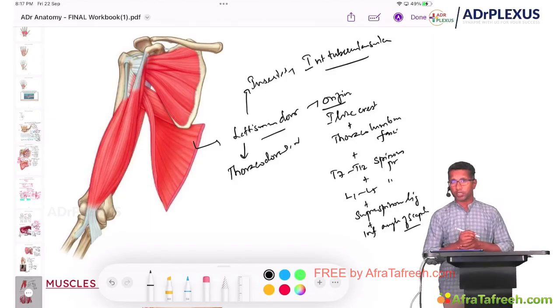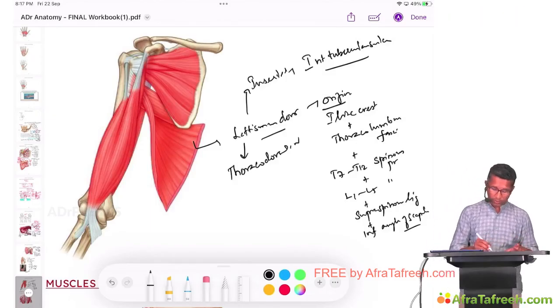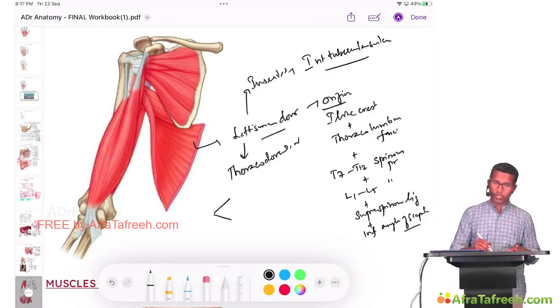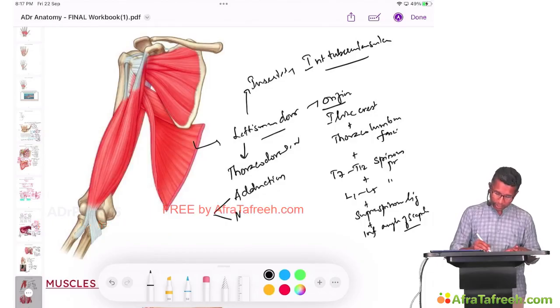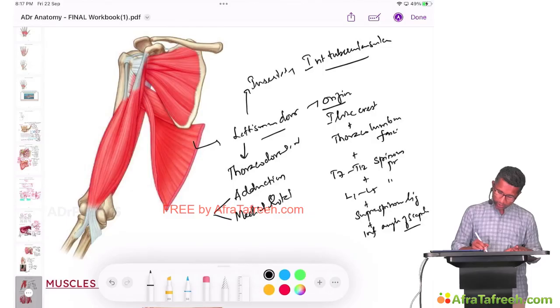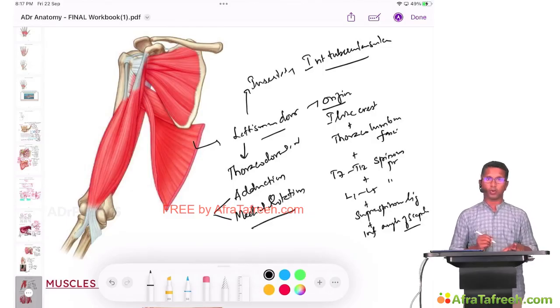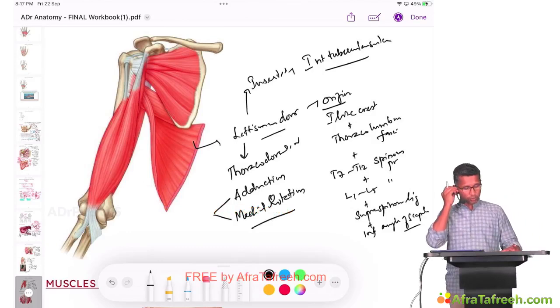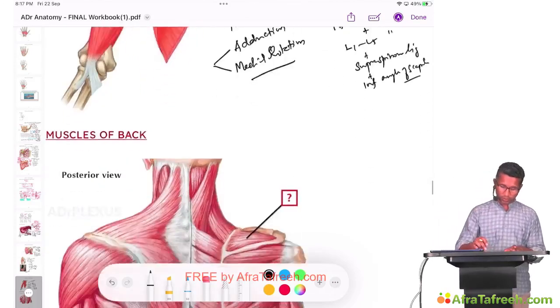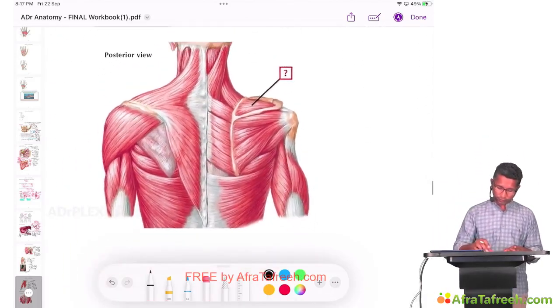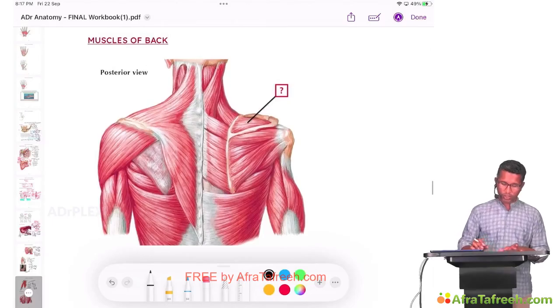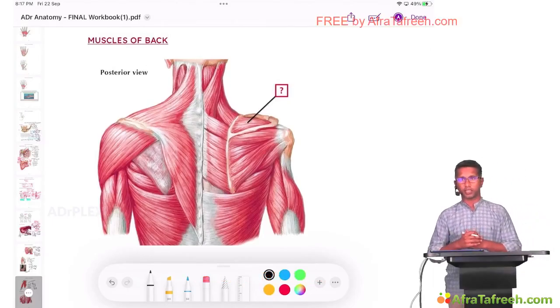Also remember, guys, the thoracodorsal nerve and this latissimus dorsi help in two main functions. One is adduction of the shoulder joint, and it also causes medial rotation of the shoulder. So this is about the latissimus dorsi muscle. These are the muscles seen in the back of the chest wall.